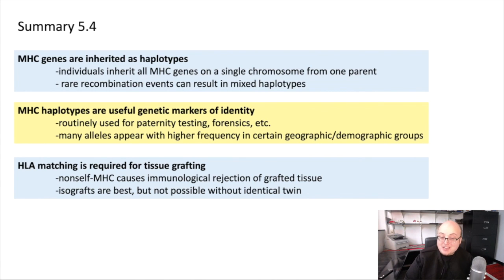Isografts are best. Remember, isografts are those that come from syngeneic donors. In humans, these would be identical twins. But without one, we have to rely on allografts typically, and so we want that allogenic donor, again, to be as close to us genetically at the HLA complex as possible.